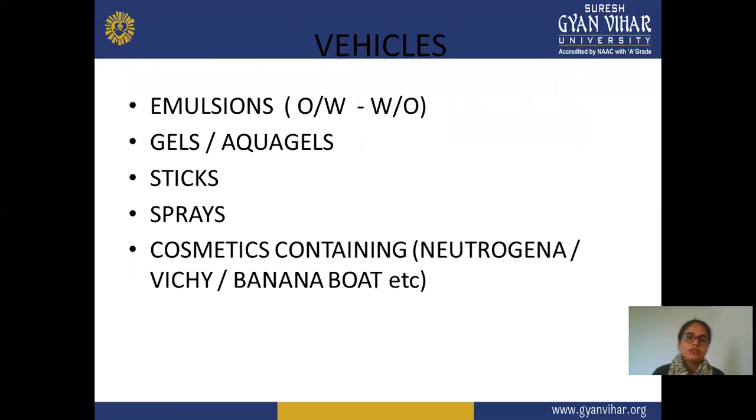Next is the vehicle. In this vehicle, mainly we are preparing an emulsion type. So this sunscreen, we can say that it is an emulsion, and the emulsion may be an OW type or WO type emulsion. Next are gels and aqua gels, sticks, and sprays.